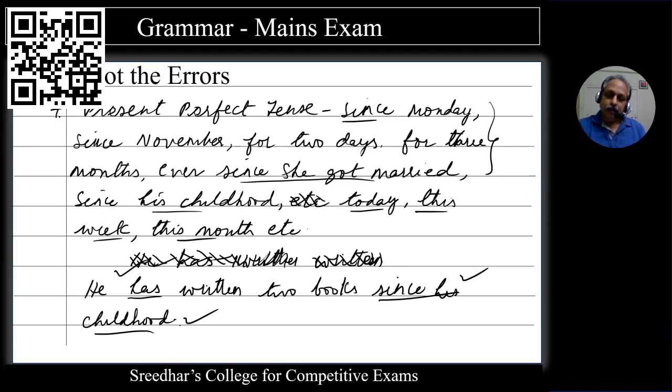Imagine, since his childhood, then I use past tense. He wrote 2 books since his childhood, then it is not correct. But if you want to use past tense, then you have to change the time phrase. He wrote 2 books in his childhood, that is right. He has written 2 books since his childhood, that is also right. So appropriate time phrase is important.